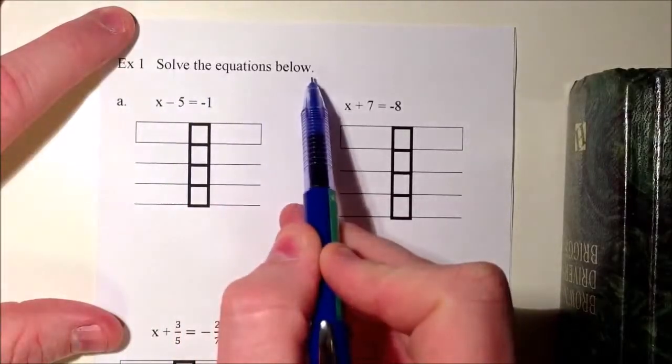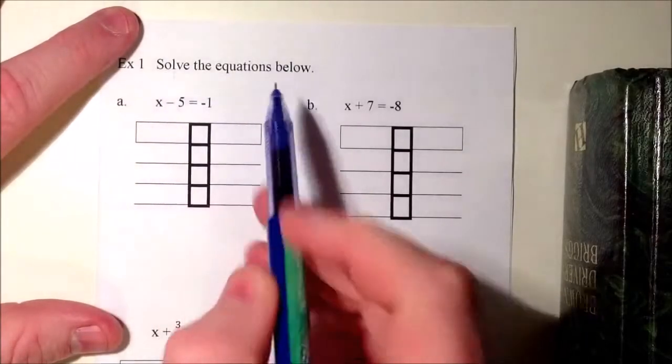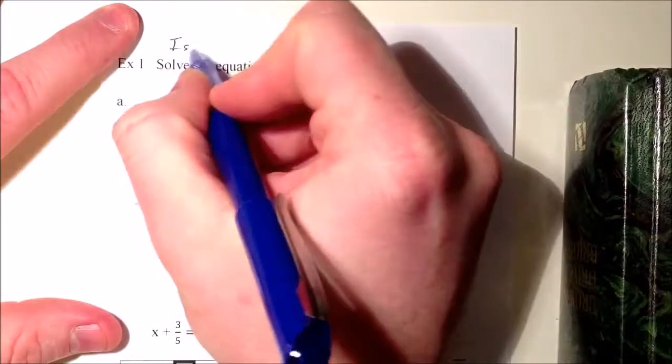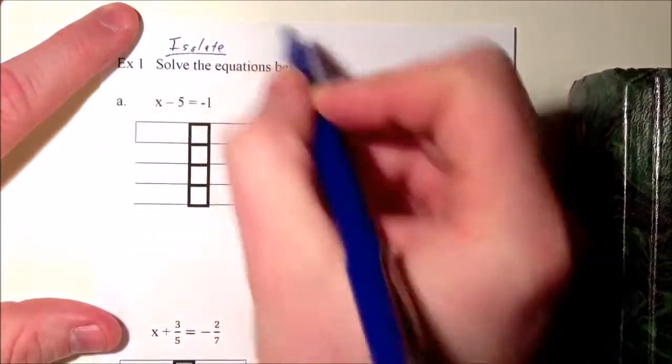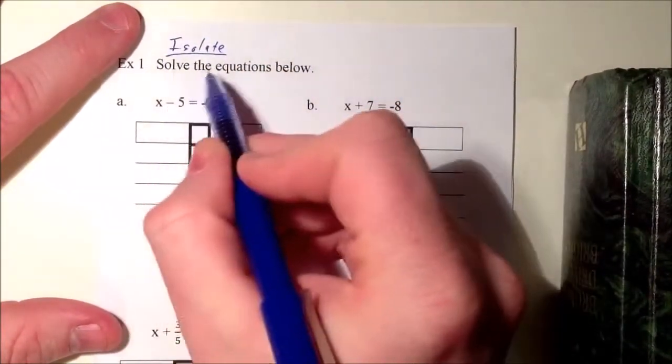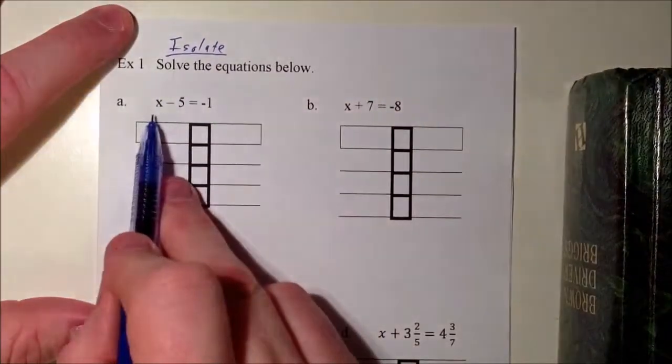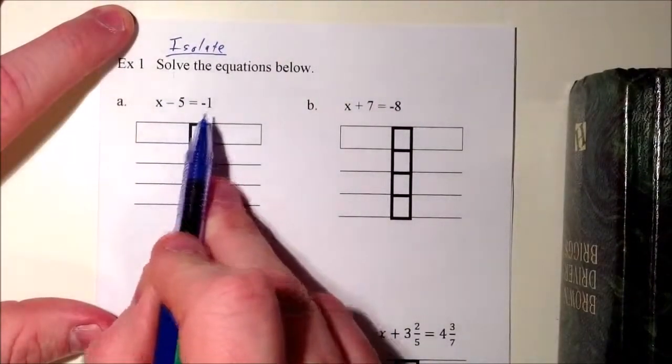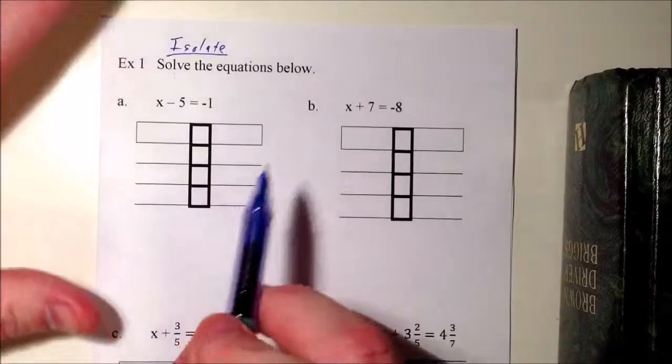Solve the equation below. First of all, what do those directions mean? Again, we want to isolate the variable. We want to know what x is. x minus 5 is equal to negative 1. And so that's what we're going to look at today.